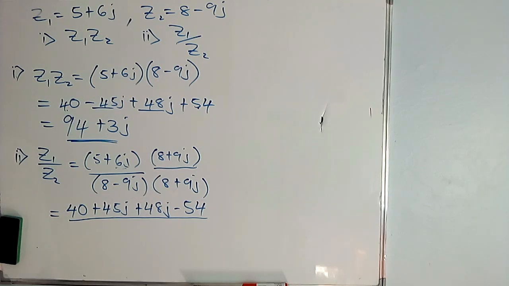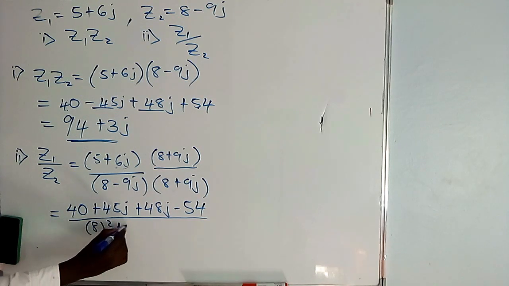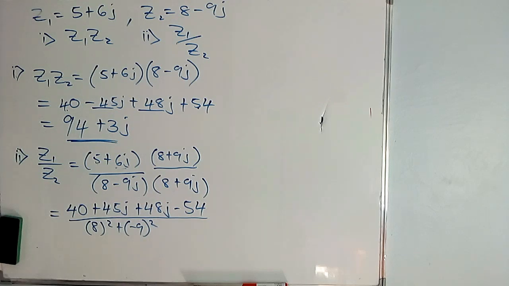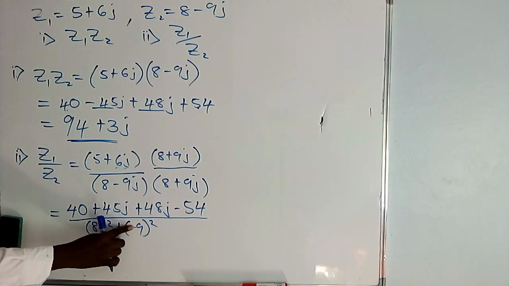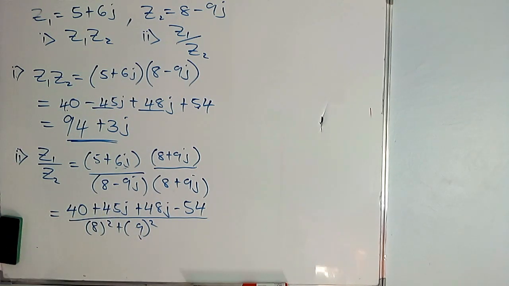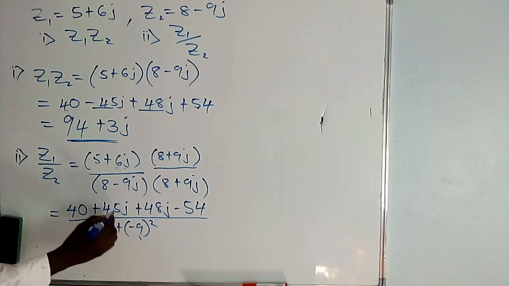The denominator, we know when you multiply a complex number with its conjugate, you simply get x squared plus y squared, isn't it? So a complex number is in the form x plus yj. So you can see our x is 8, our y is negative 9, isn't it? So it means we'll have x squared plus y squared, meaning 8 squared plus in bracket negative 9 squared. Because the first value here is x plus yj, then the second one is x minus yj, in that it is the conjugate of the first one. Are we together? Is that okay?